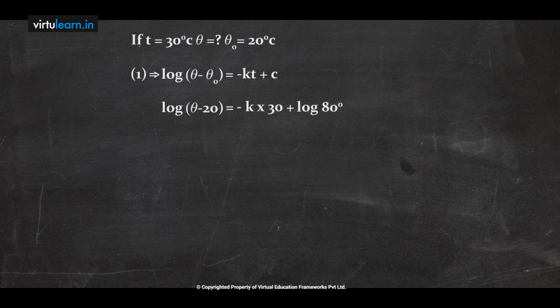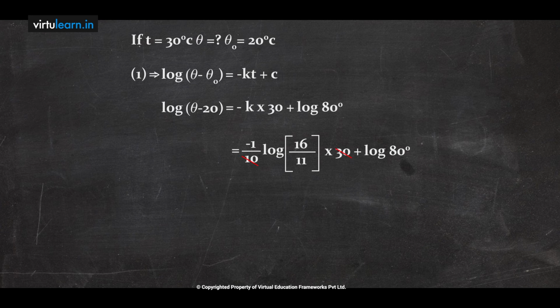I am writing here the mathematical notation. If t equals 30 minutes, then theta equals question mark, and air temperature theta naught equals 20 degrees centigrade. Now, I will substitute all these values in equation number 1. The equation number 1, once again I am writing here: log of theta minus theta naught equals minus kt plus c. Log of theta minus 20 equals minus k into 30 plus log 80. Already we got the k value and now I am substituting the k value also: minus 1 by 10 log of 16 by 11 into 30 plus log 80.